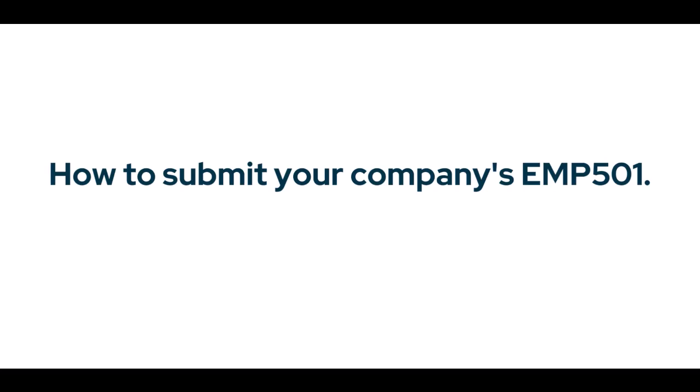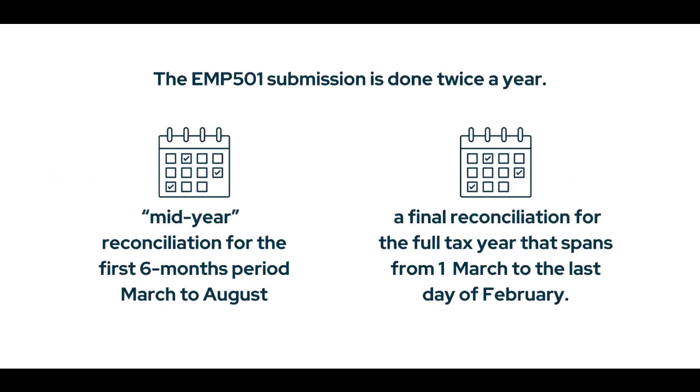How to submit your company's EMP501? The EMP501 submission is done twice a year. There is a mid-year reconciliation for the first six-month period, March to August, followed by a final reconciliation for the full tax year that spans from 1 March to the last day of February. Only the final reconciliation issues the IRP5 certificate.